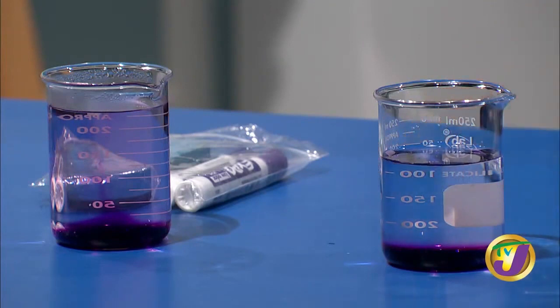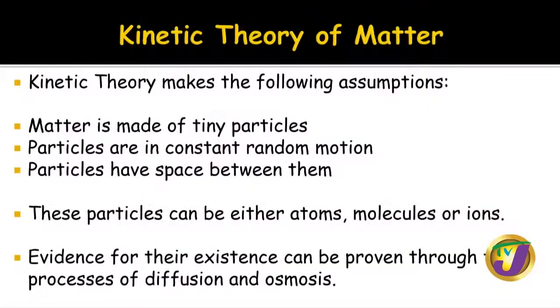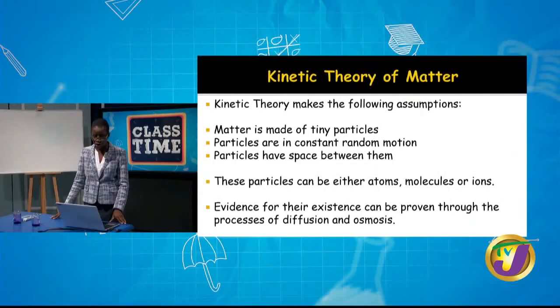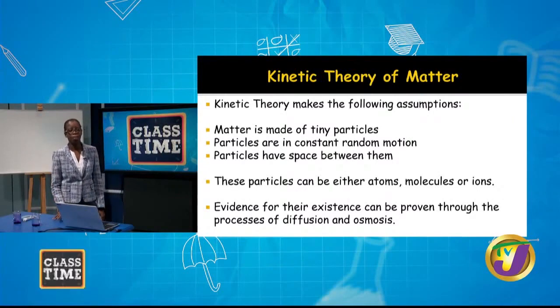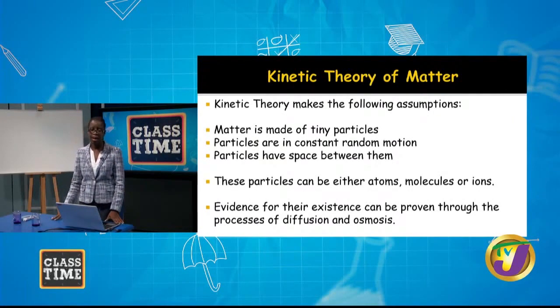Now, the particulate nature of matter, or the kinetic theory of matter, has some assumptions. From that theory, we can say definitely matter is made up of tiny particles. The particles are in constant random motion. That means that the particles are not static, they are constantly moving. The best demonstration of this is, of course, when we look at a gas. The gas is constantly moving, and so we can see that the particles are in motion. We'll also see that the particles have space between them.